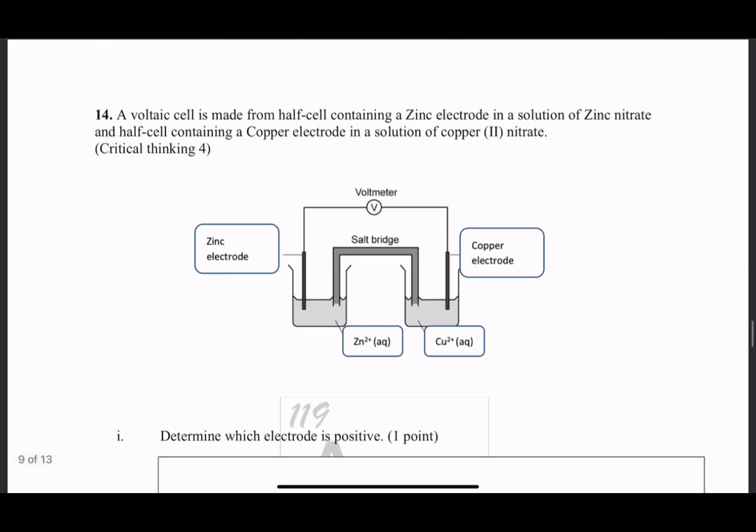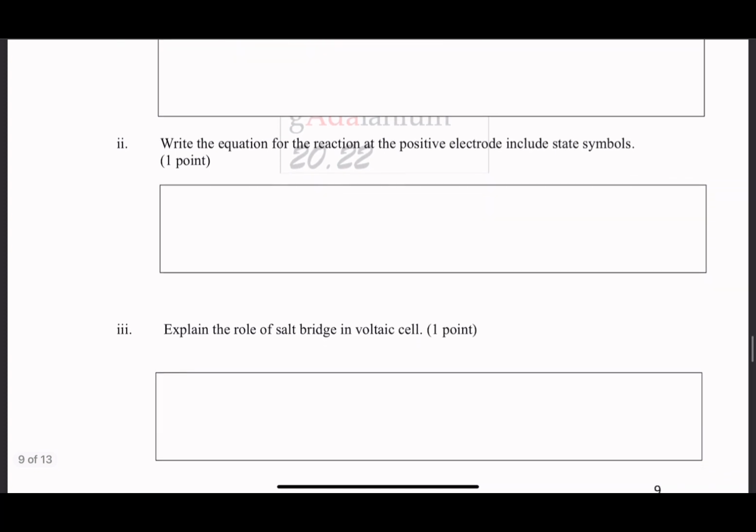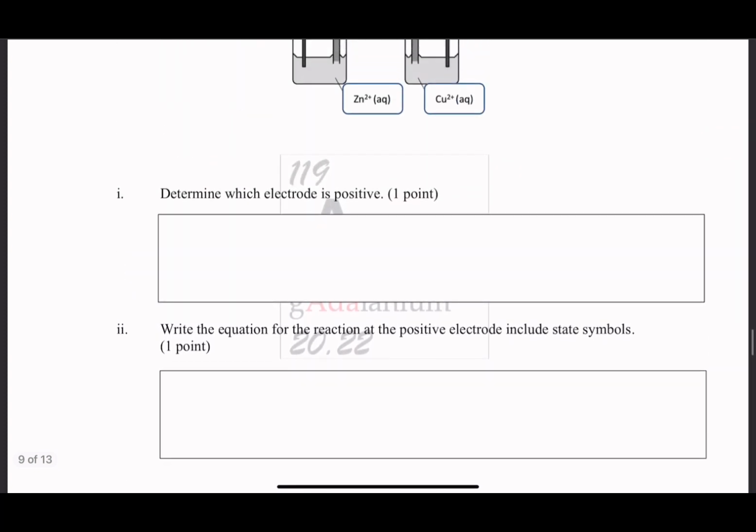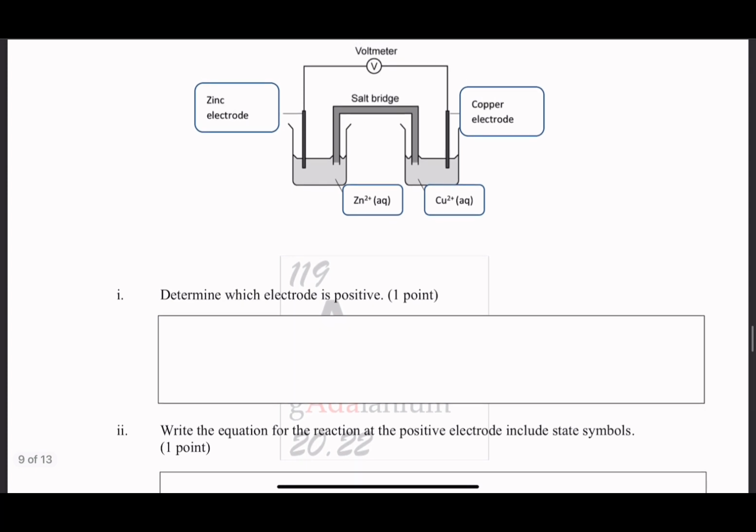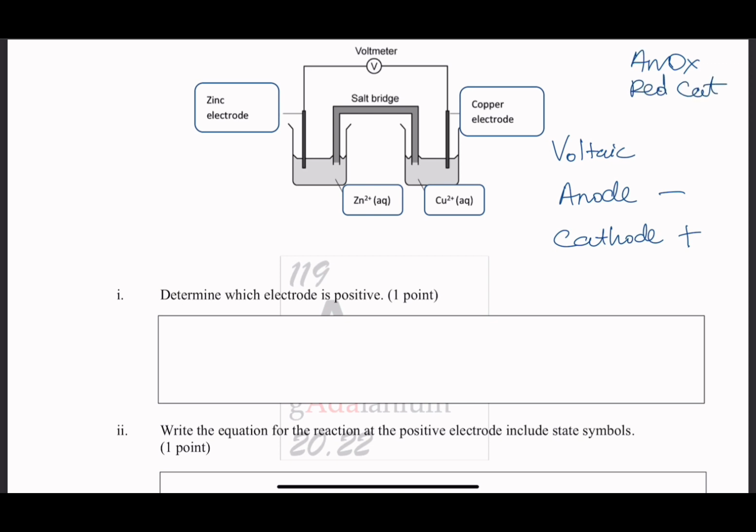Okay, now the next question is voltaic cell. It's 14. This is a question that was a little problematic too. But now let's go at it. So I said that in voltaic cell, anode is negative, cathode is positive. And we know from An Ox Red Cat that oxidation happens at anode and reduction happens at cathode.